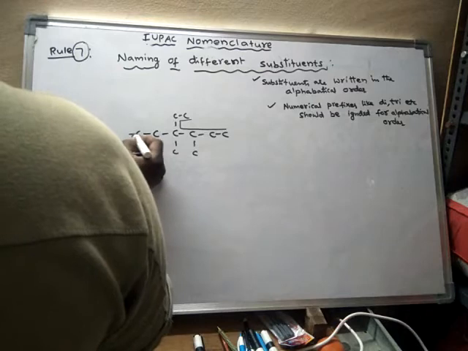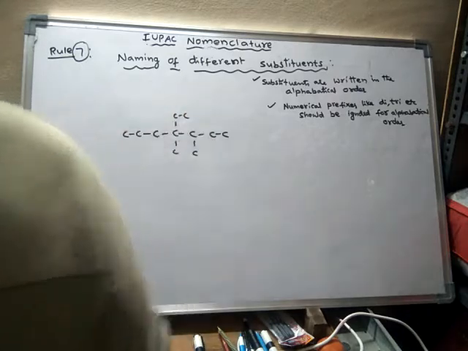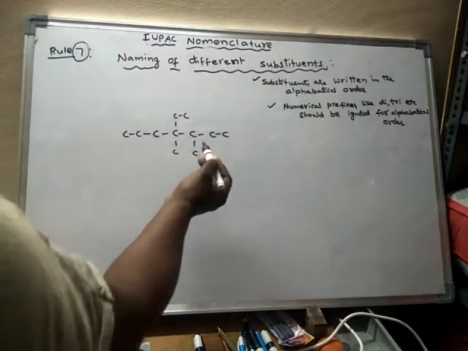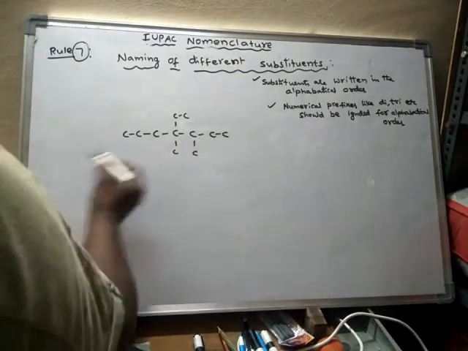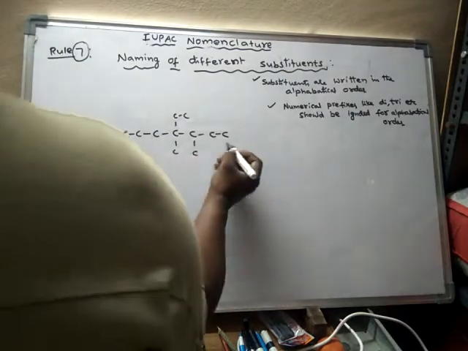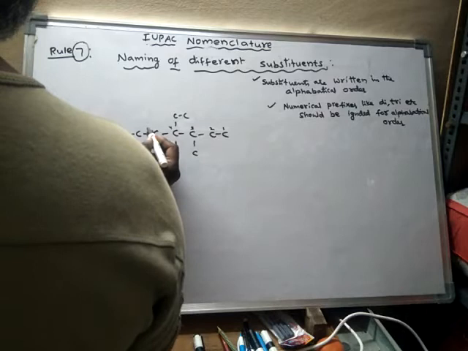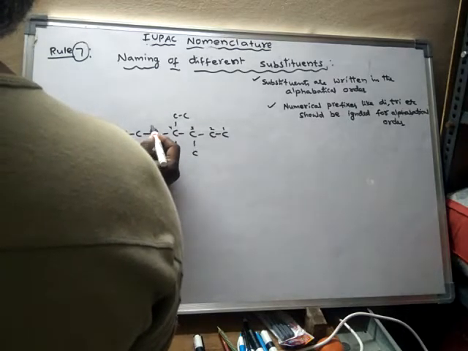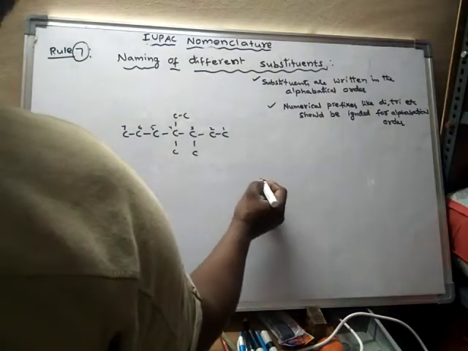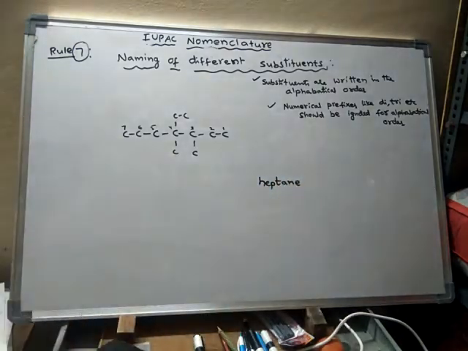So we do one thing. Right. So now 1 2 3 4 5 6 7. 1 2 3 4. Okay, for here 1 2 3. So from here onwards we will give numbering 1 2 3, okay, 4, 5 6 7. So heptane, the name of the compound is heptane.